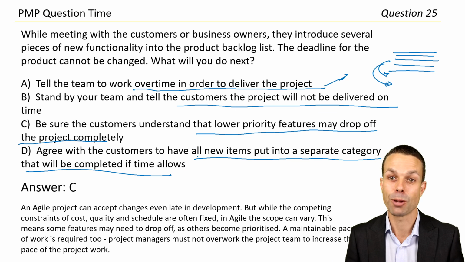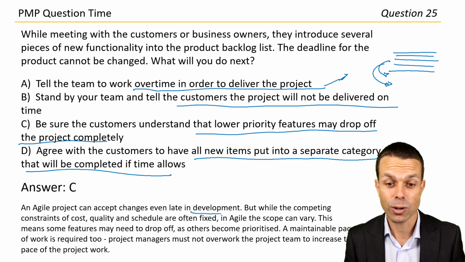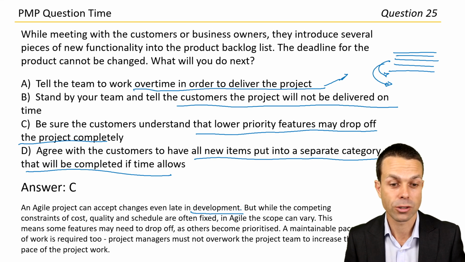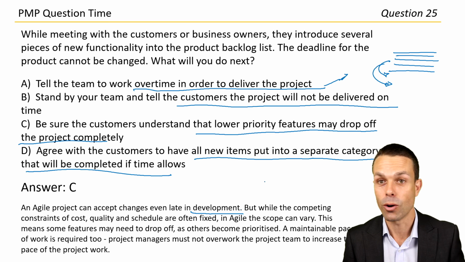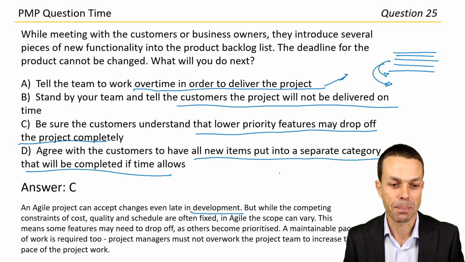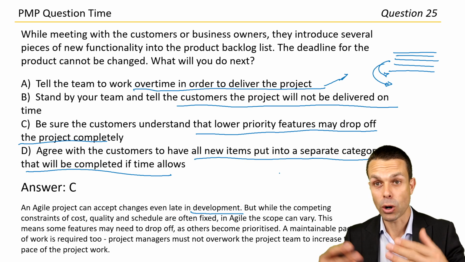Answer C. An Agile project can accept changes even late in development. And that's one of the Agile principles, isn't it? So while the competing constraints of cost, quality, and schedule are often fixed, in Agile, the scope can vary over time. And this means some features may need to drop off and others become prioritized above them.